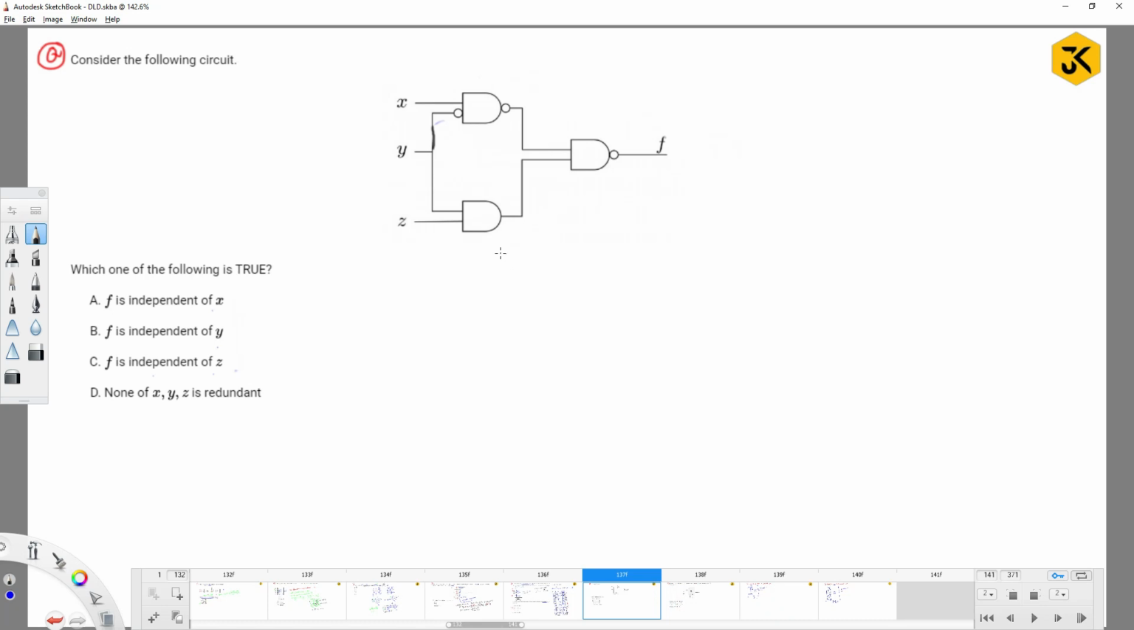Let's see one of the GATE questions which was asked on basic gates. Consider the following circuit. Which one of the following is true? If you want to answer this question, make sure to substitute the given inputs.